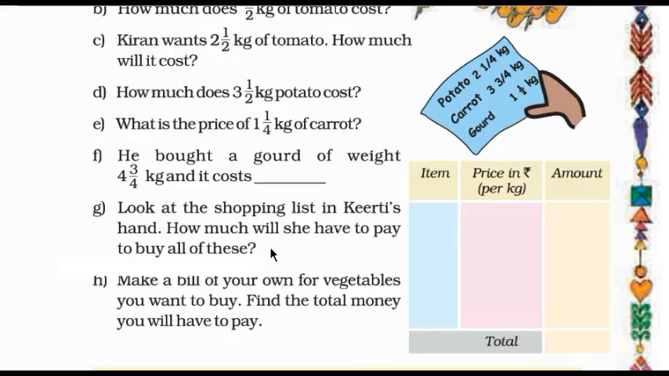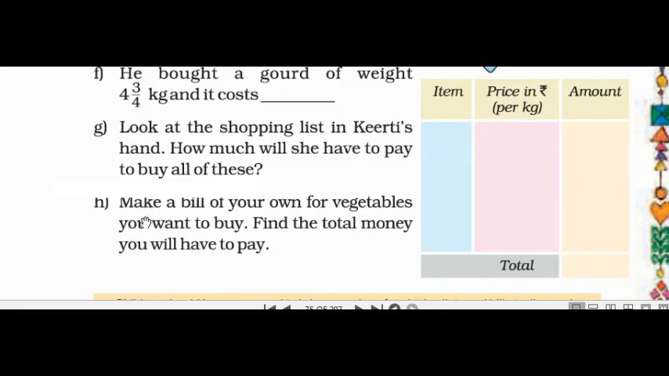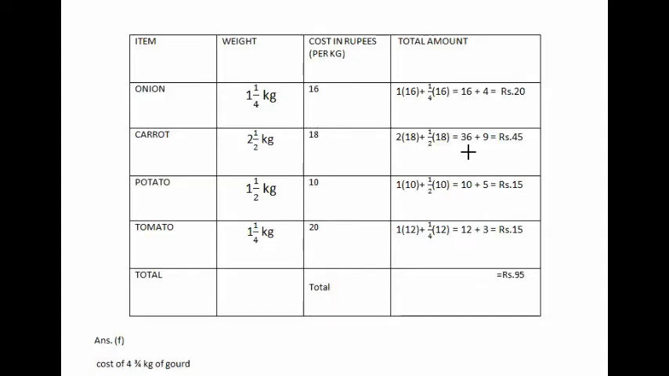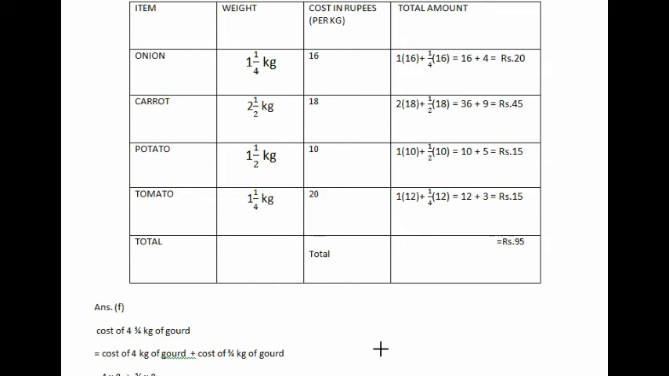So let's solve this question. Your question H is: make a bill of your own for vegetables you want to buy. Find the total money you will have to pay. So children, you should try this answer yourself. Still, I am giving the answer for your reference. Though here children, you have to make a bill of your own for vegetables. I am providing the answer to this question for reference only. You should make a bill of your own for vegetables you want to buy, and then find the total money you will have to pay.